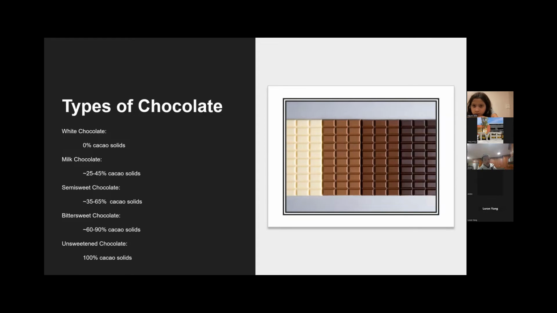Milk chocolate is 25 to 45% cocoa solids, and the rest is the fats and sugar and milk. Semi-sweet is 35% to 65%. Bittersweet is 60 to 90%. And then unsweetened chocolate, which is what we use today, is just 100% cocoa solids and fats.